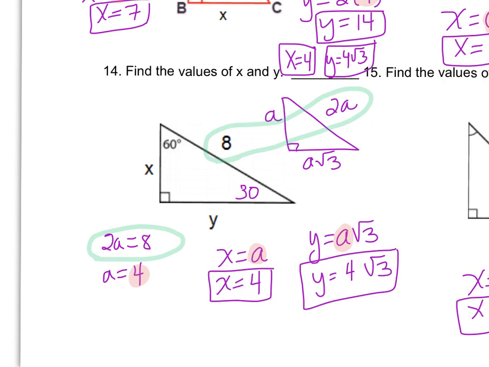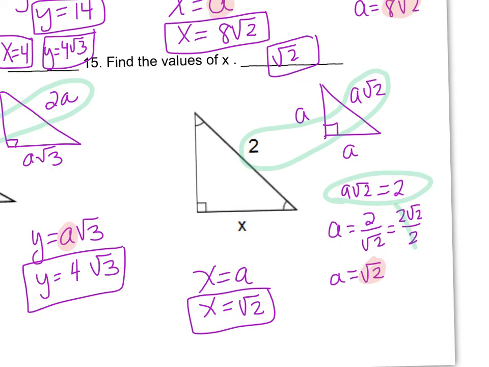Now y. Y and a square root of 3 are in the same spot. So that means y is equal to a square root of 3. But I know a. A is 4. So I'm going to put 4 in the spot of a. And that means y is equal to 4 square root of 3. And I'm done with that problem.